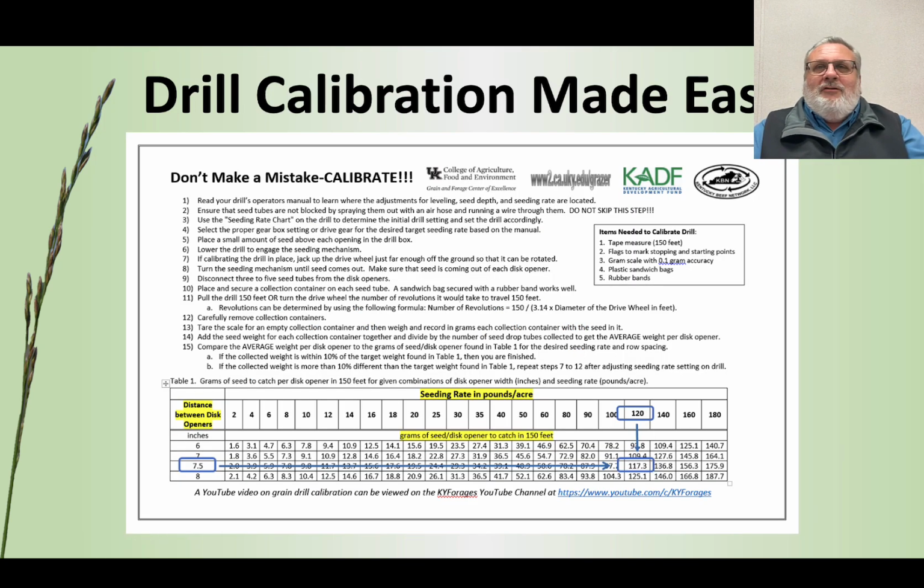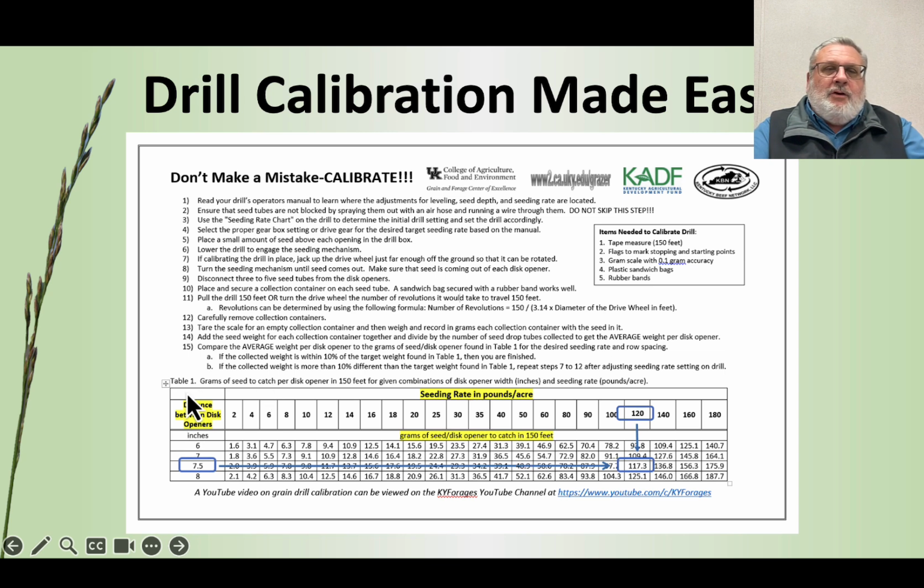And what makes this method so easy is that I've already done the math for you. If you look at this chart down here on the bottom, here we have our desired seeding rate in pounds per acre. So it doesn't matter what kind of seed you have. You just need to know how many pounds of seed you want to put out per acre.